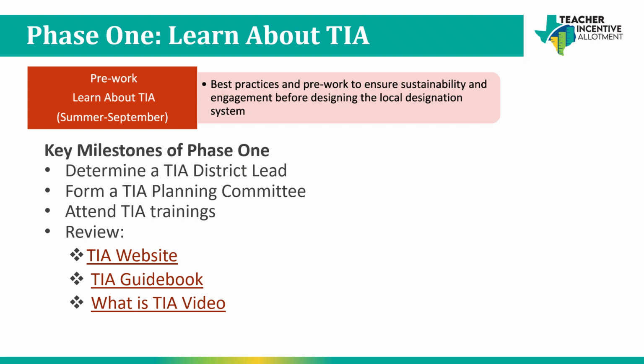So phase 1, like I mentioned, is learning about TIA. These are the key phases of phase 1. Determine a district TIA lead. Who will be leading this work in your district? Form a TIA planning committee. The committee should include all kinds of people. It should have teachers, it should have campus leaders, it should have district leaders. We'll talk about that in a second. And then attend TIA training. So those are all of the pieces of phase 1. To make sure you're ready to do your pre-work, you can jump in and build your system. And again, I put the resources there, the website, the guidebook, and the What is TIA video, which can all help in phase 1.